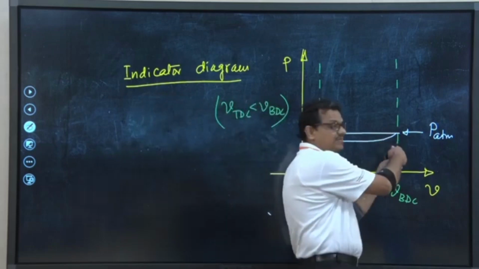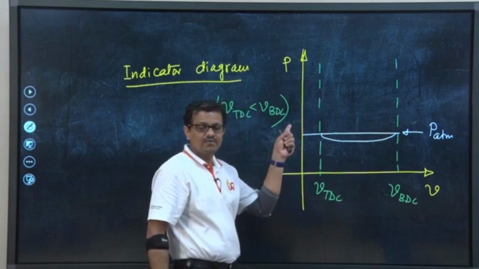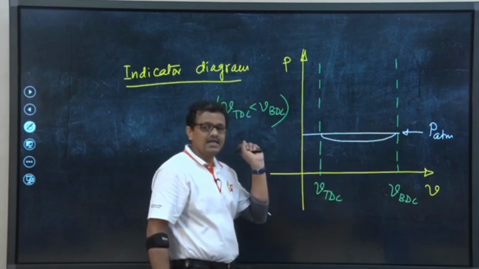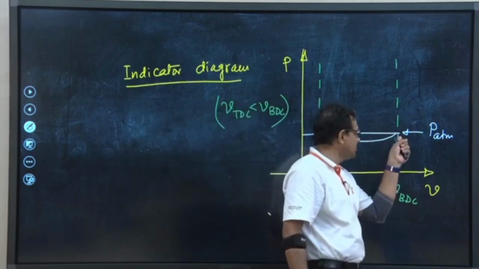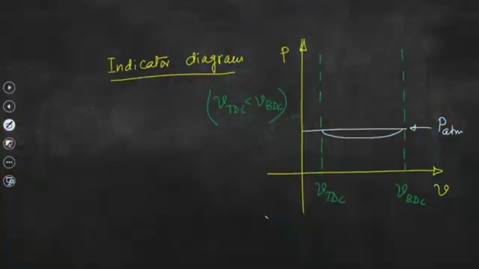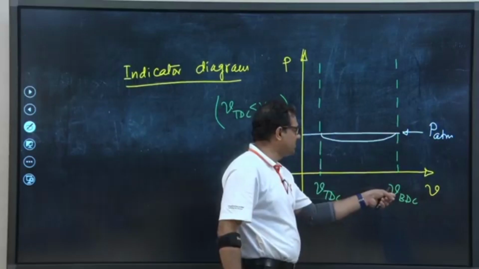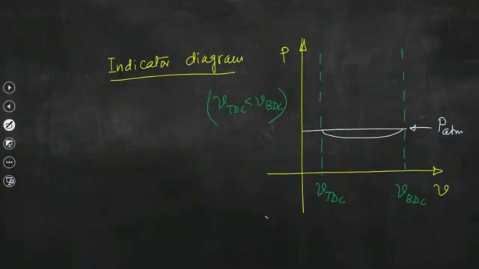Now, when the piston is at BDC, the next stroke is the compression stroke. The intake valve will be closed, but in real practice the intake valve will not be closed immediately when the piston starts travelling from BDC. If the piston starts travelling from BDC, it will again come to TDC and the process is like this. Our entire objective is to reduce volume to increase pressure, right. So, the curve will be like this.